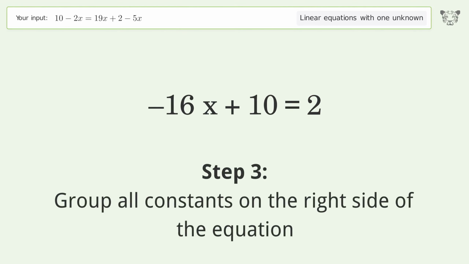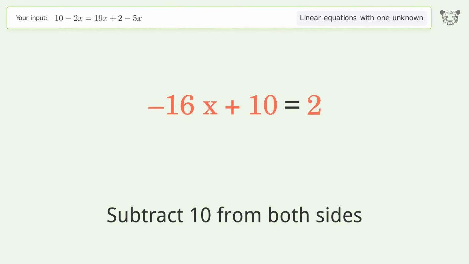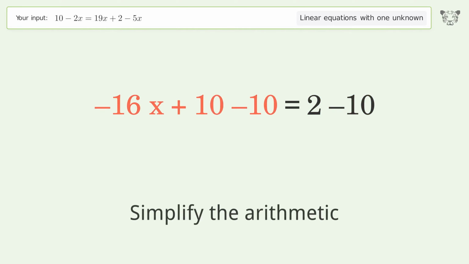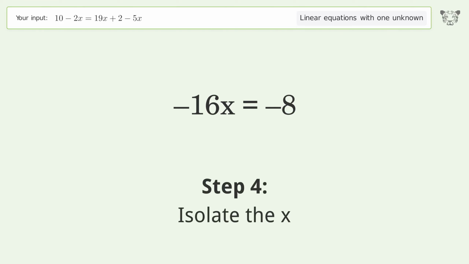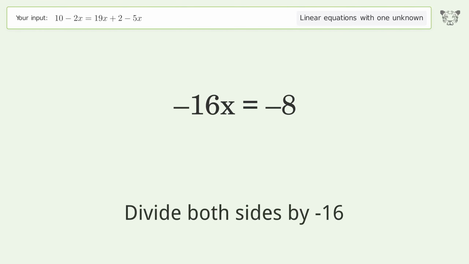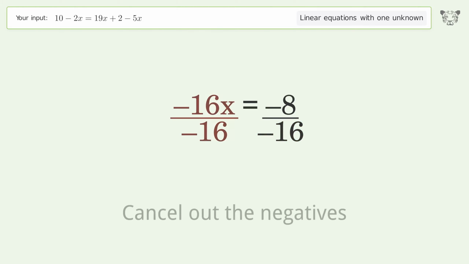Group all constants on the right side of the equation. Subtract 10 from both sides. Simplify the arithmetic. Isolate the x. Divide both sides by -16. Cancel out the negatives.